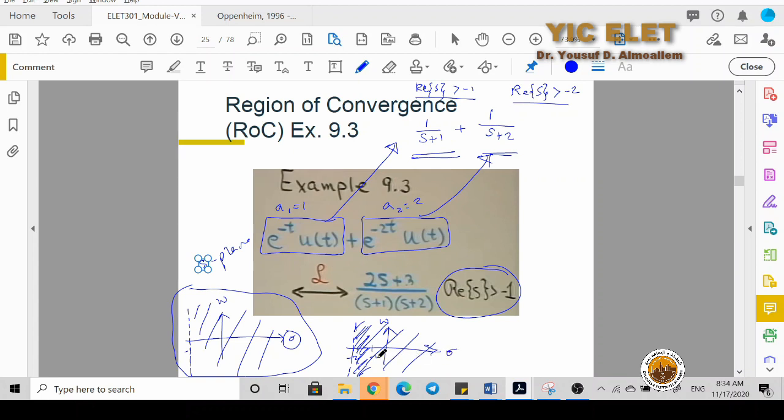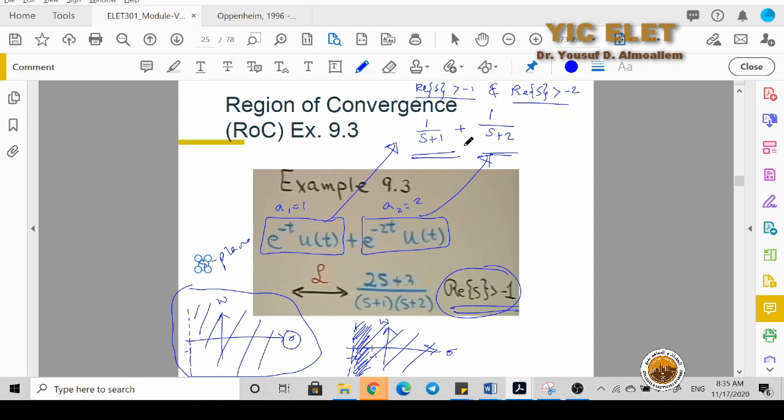But there is an area, this one, that applies only for the second term, but not for the first term. But if we look after -1, both are converging. So that's why we will take the intersection. If you look at the intersection between the two areas, it will be defined by greater than -1. So we have to take this and this, but take the intersection between them. That's why we decide to go with greater than -1.